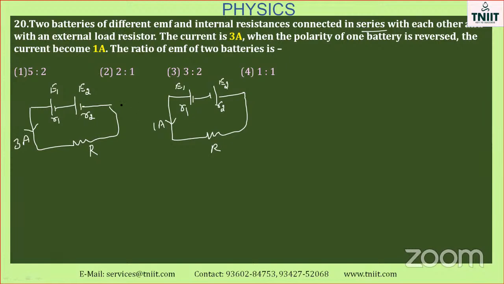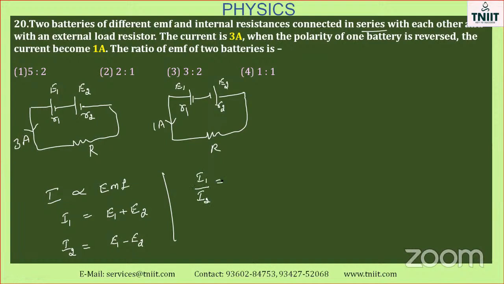Look, it is very quite simple. When they are connected with the same polarity, I is directly proportional to EMF, right? For the first case, EMF should be added up. For the second case, EMF should be subtracted, E1 minus E2. So what is I1 by I2? I1 by I2 is E1 plus E2 by E1 minus E2. So I1 by I2 is 3 by 1.